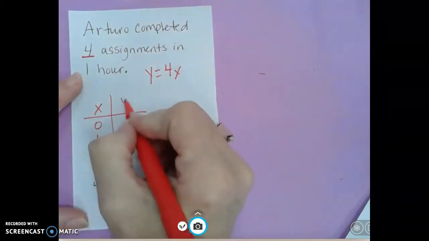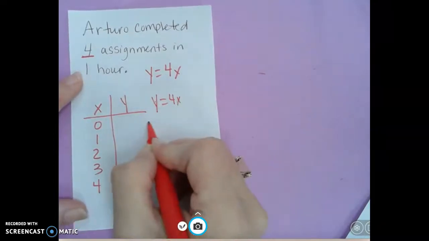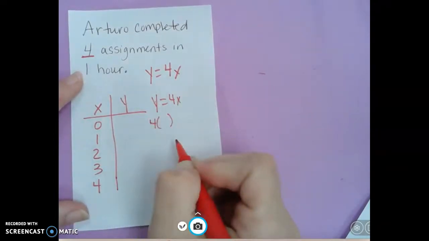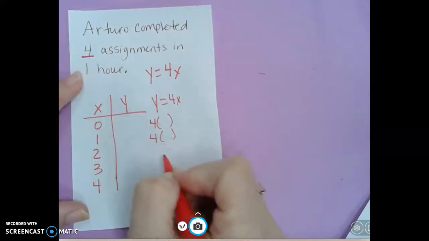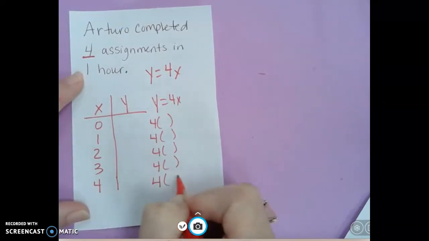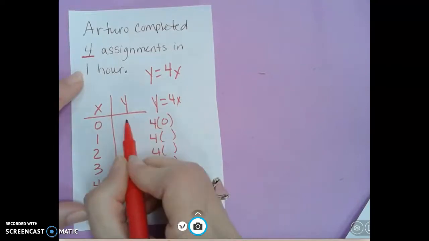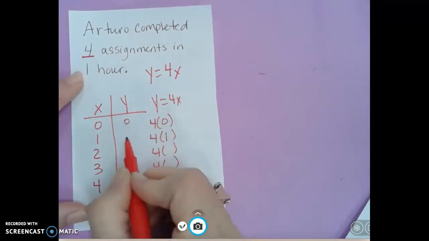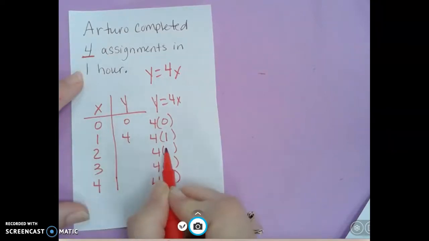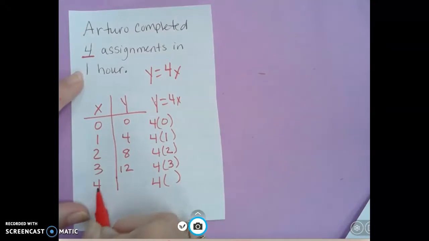And this is y. Remember, they're all going to be y equals 4x. So this would be 4 times whatever x is, 4 times whatever x is, 4 times whatever x is. And we just keep substituting in that x every time. So this would be 0. And 4 times 0 gives us 0. 4 times 1. This one's going to be 4 times 2. This one's going to be 4 times 3. And this one's going to be 4 times 4.